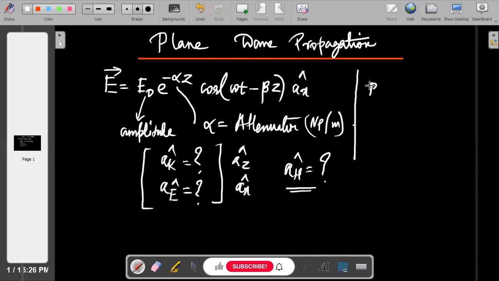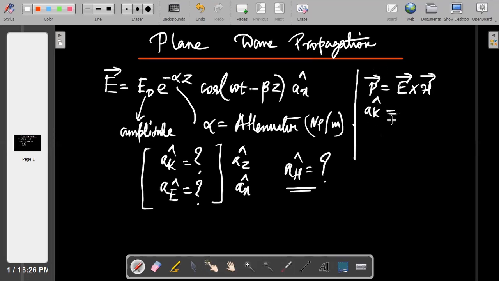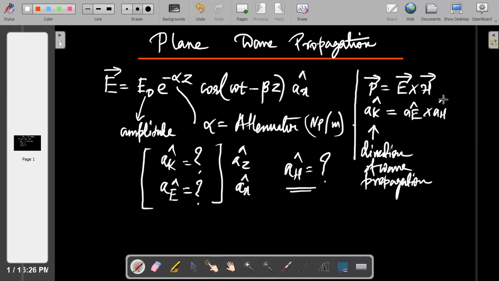What I told, your Poynting vector P is nothing but E cross H. This thing you need to remember, right? This is nothing but your a_k cap. What is your Poynting vector? Poynting vector is the direction of wave propagation. Already I told in the class. So this is your a_E cross a_H. This thing you remember, correct?